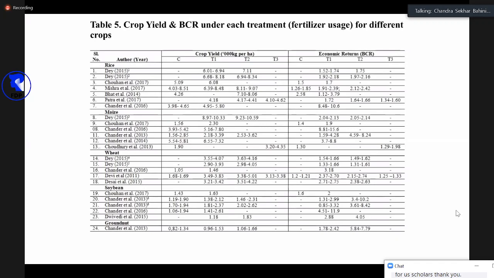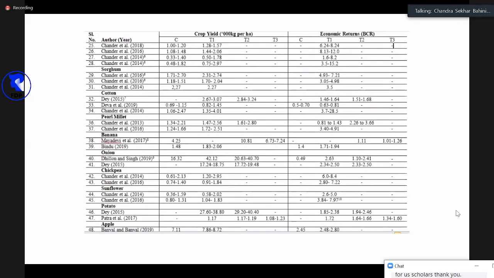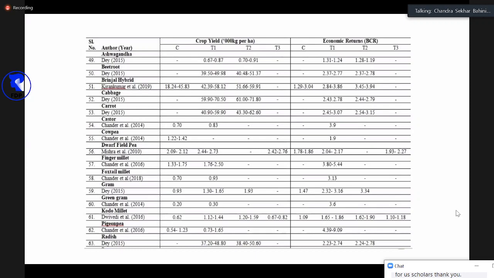Similarly, with respect to economic returns, crop yield is basically in 1,000 kg per hectare. Economic return is basically the benefit cost ratio. Similarly, we have identified this for each crop: maize, wheat, soybean, groundnut. For each study, all the studies have been categorized. Similarly, sorghum, cotton, pearl millet, banana, onion, sunflower, potato, apple. So for the other crops, what are the studies that are available? I'll just consider all the crops.